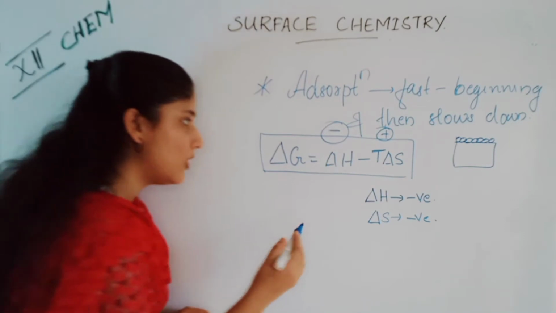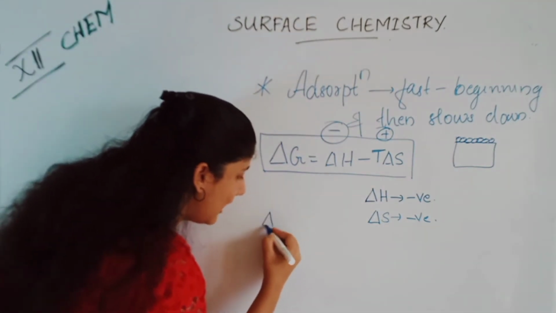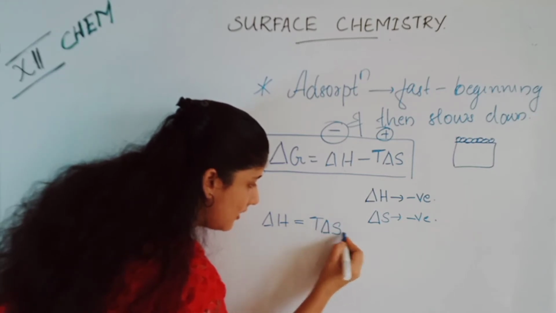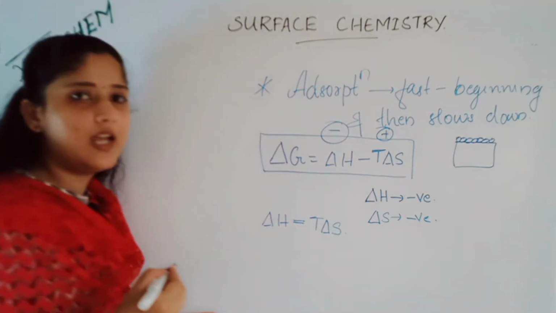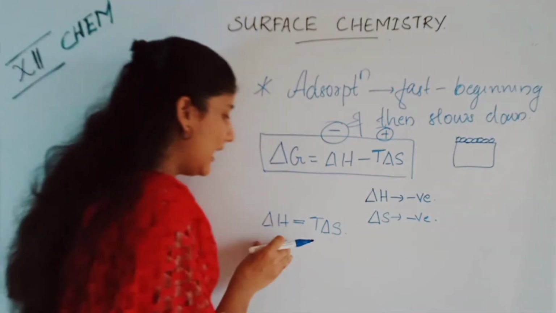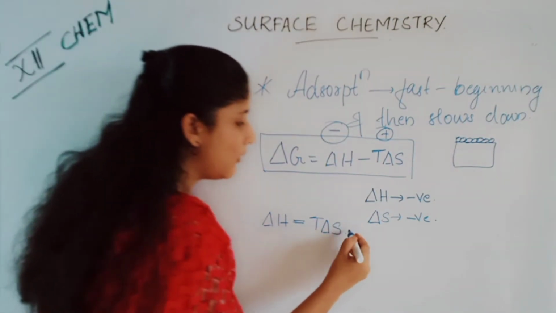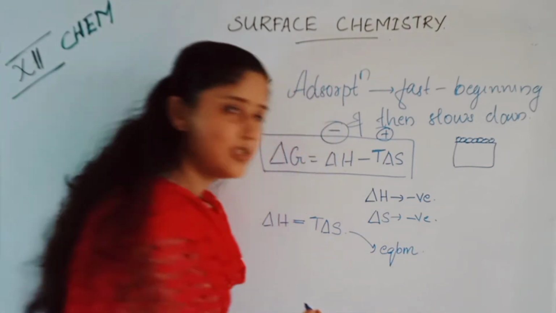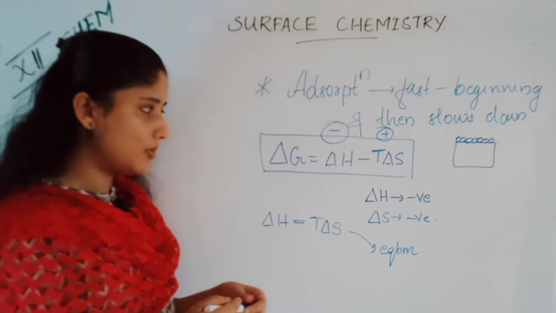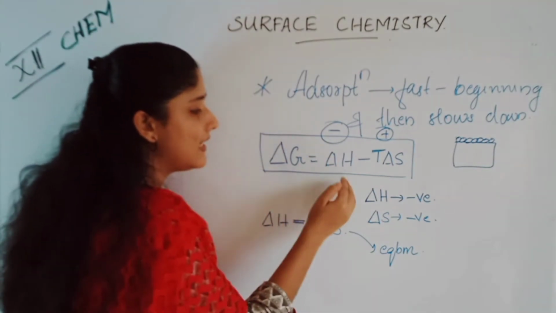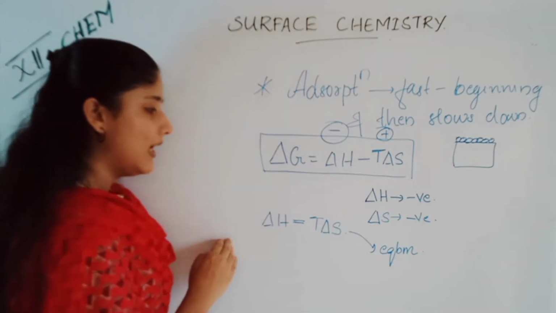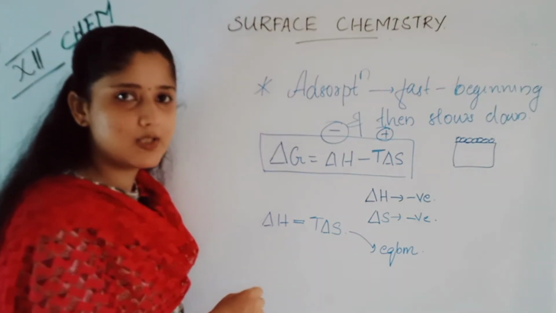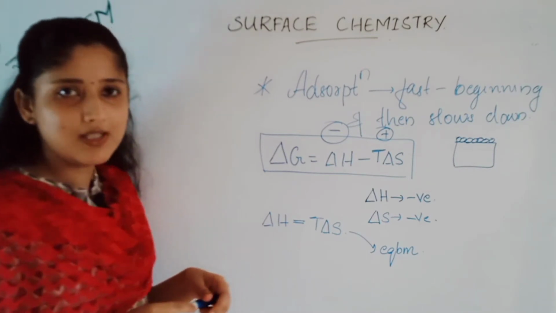And at the last what happens is, we can see delta H becomes equal to T delta S. This is the state of equilibrium. That is, delta H and T delta S become equal at the last. This is what happens in adsorption. At the first stage, delta H and delta S become negative, and at last, during equilibrium attaining, delta H and T delta S become equal and the equilibrium is attained.